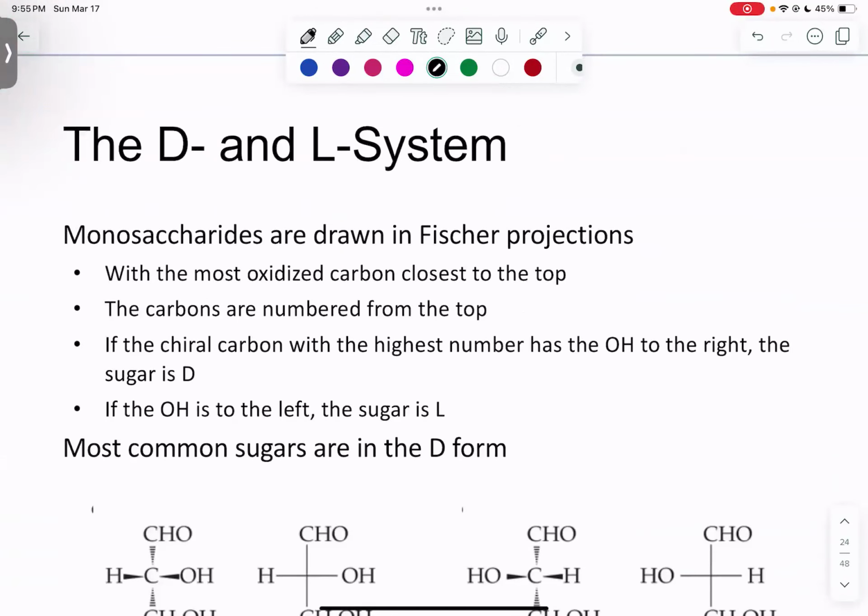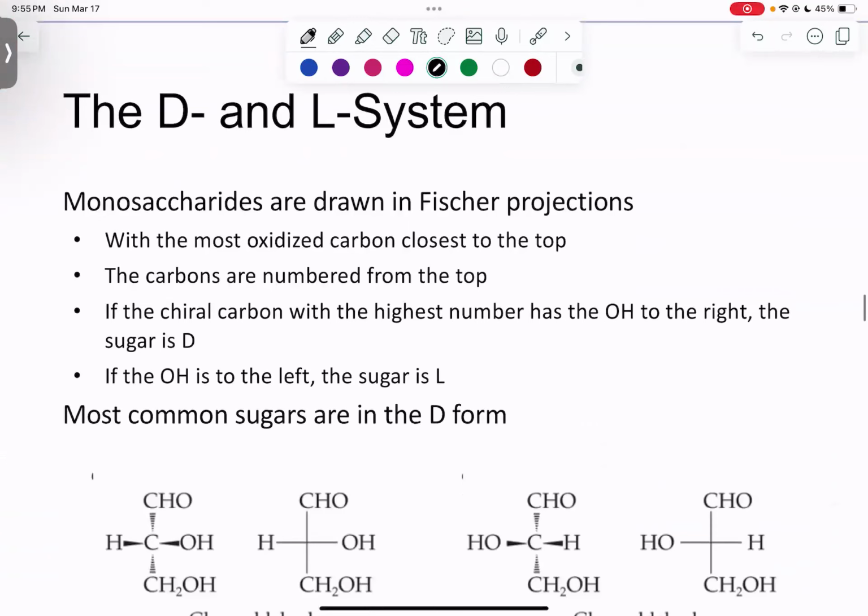All right, so when we talk about our sugars, you have to be able to draw them in Fischer projection. You have to know where to start your numbering. So always start with the most oxidized species, which is typically the carbonyl, as close to the top as you can get it. It's going to be either number 1 or number 2, basically.